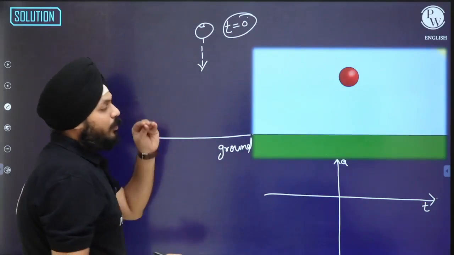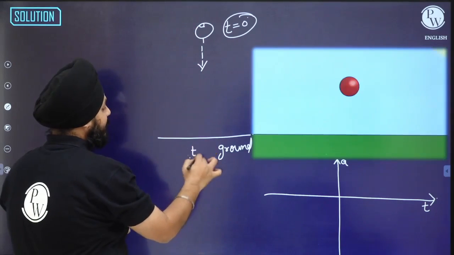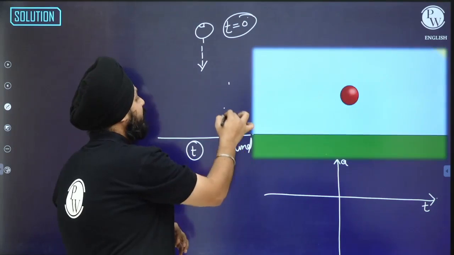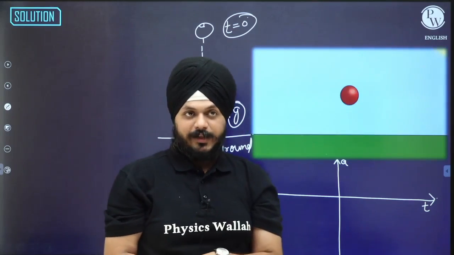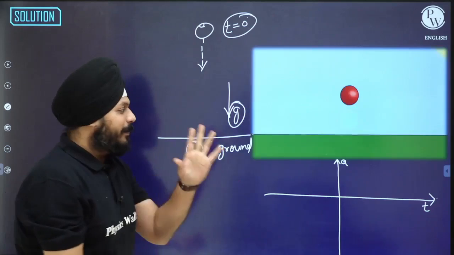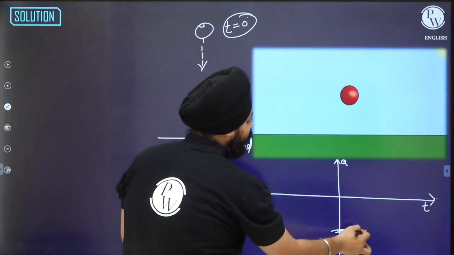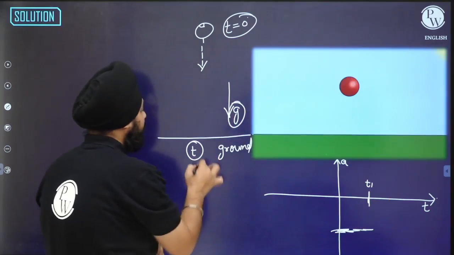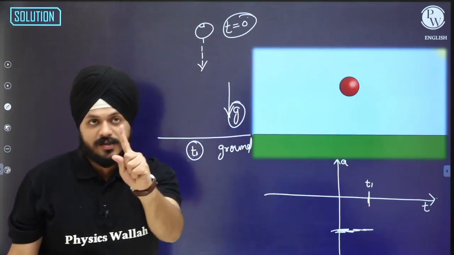See, whenever the particle is dropped, this will be our point of projection. Let us take an example. At time t, it will hit the ground. Till then, gravity always acts in the downward direction. So suppose the particle is starting from t equal to 0, gravity is acting in the downward direction for how much amount of time? Till t1, right? Till that time it will strike the ground the first time.